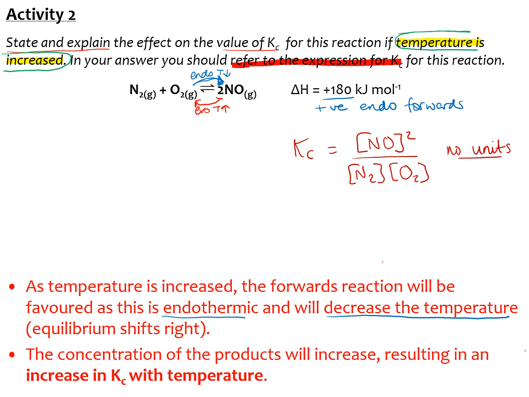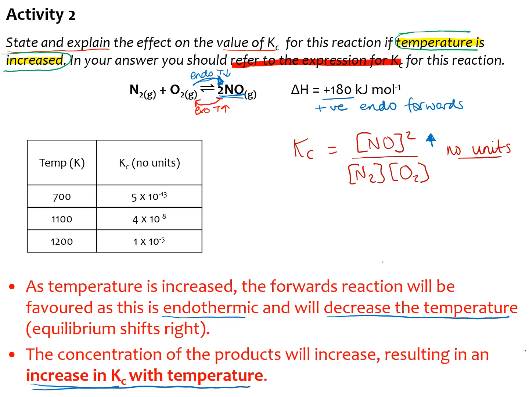So if this is happening and we've got the forwards reaction being favoured, then what we have here is an increase in the concentration of the products because we're favouring the forwards direction. So we will get more NO, which means the top of our fraction will go up. And therefore, Kc will increase with temperature. And what I've got here is just a little table of results here to prove that. So we've got here that the temperature is going up. T increases as it goes down the table. And if we look at the value of Kc, Kc is also going up as we go up with temperature. We go from a 10 to the minus 13 to a 10 to the minus 5. Still tiny, but not as tiny as 10 to the minus 13.